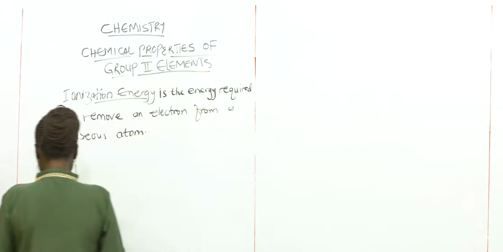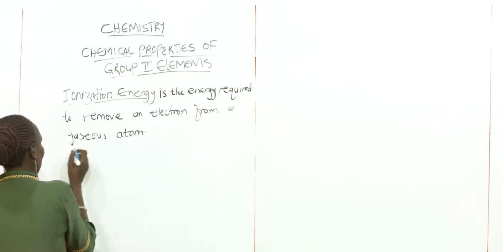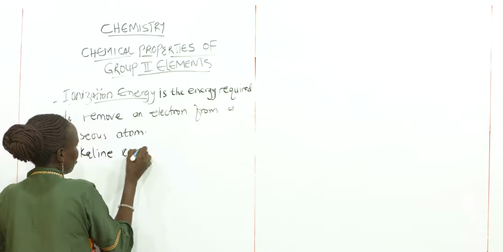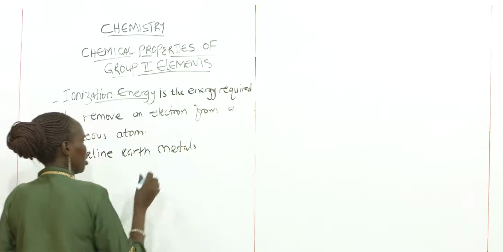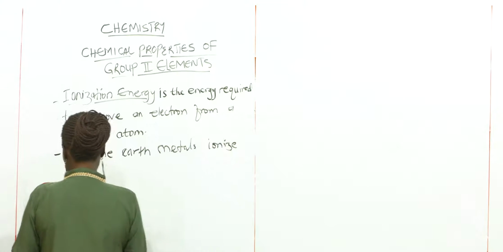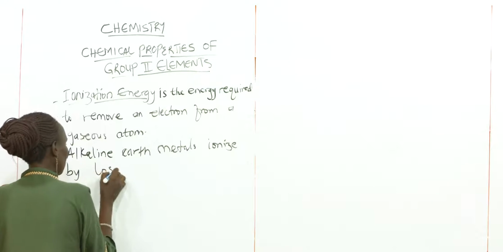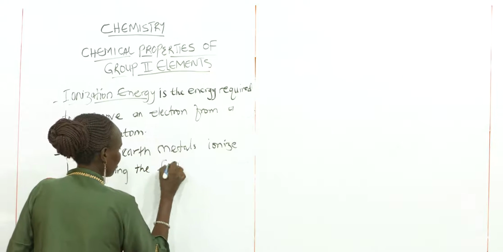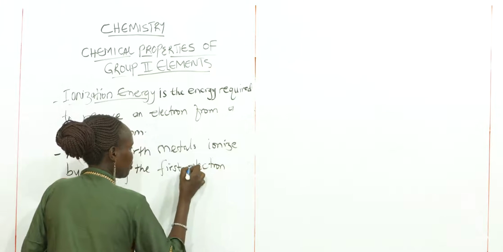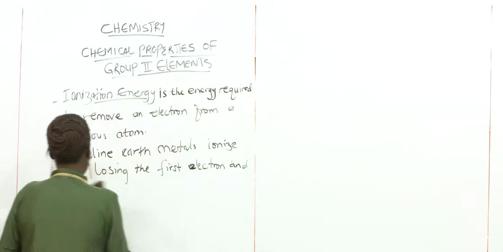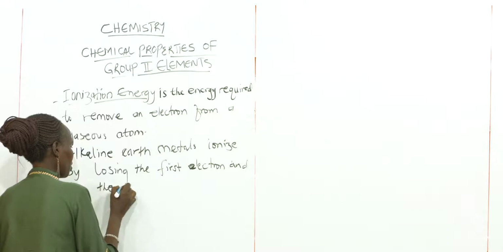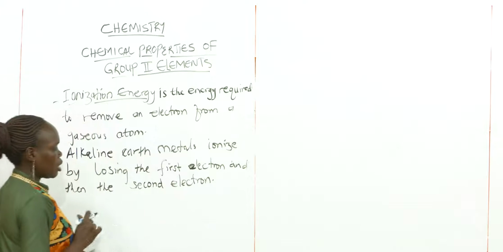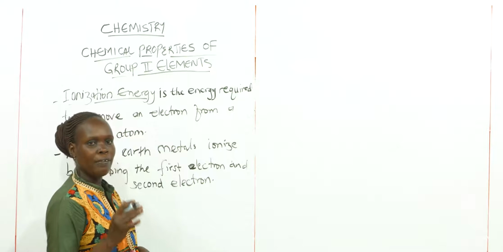So here in alkaline earth metals, the metals ionize by losing the first electron and then the second electron. The energy needed to remove the first electron, we are going to call the first ionization energy.